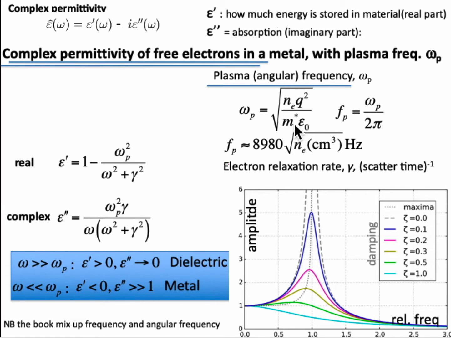The graph shows the amplitude of vibration for forced oscillation of a harmonic oscillator around the resonance frequency for different dampings. The imaginary part of the permittivity, epsilon double prime, tells about loss. It contains a factor gamma that gives the damping. It corresponds to an inverse scatter time for the electrons.